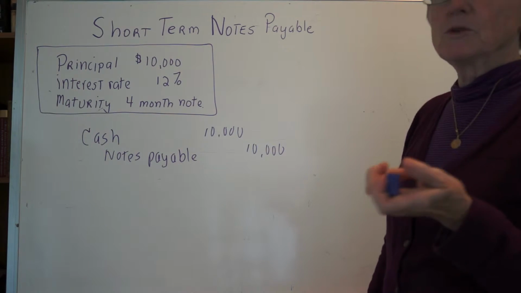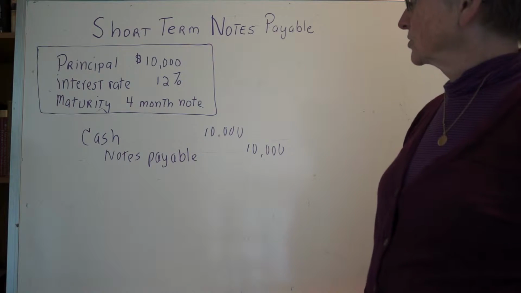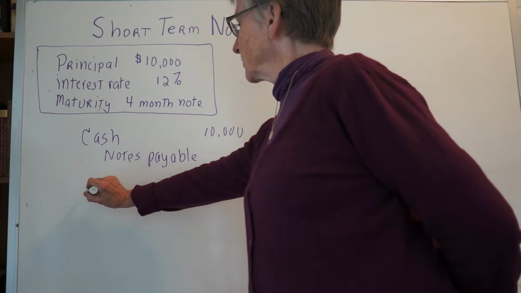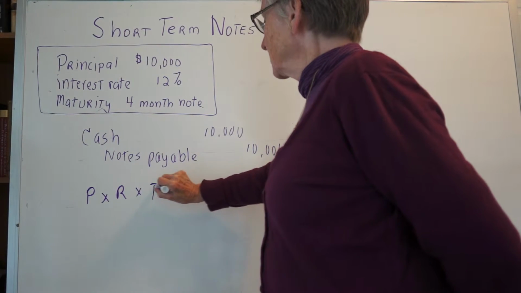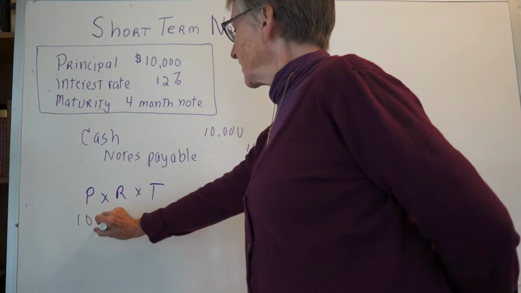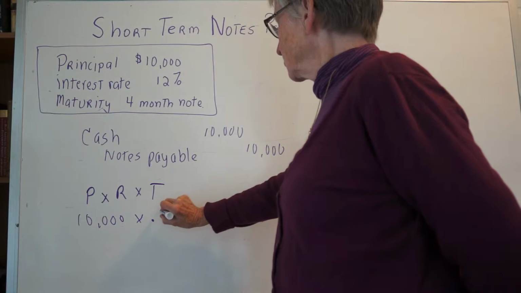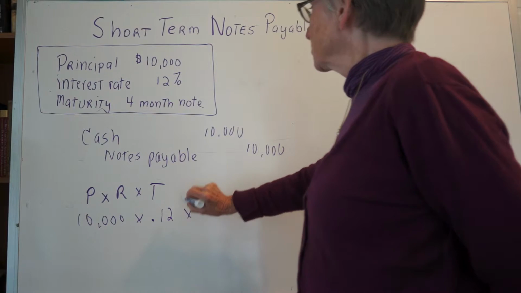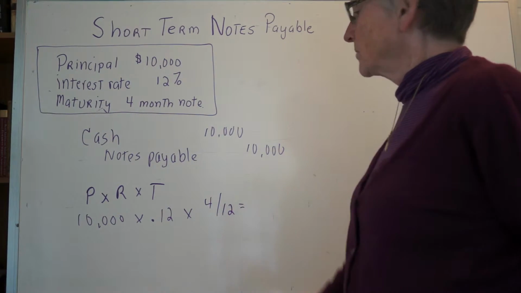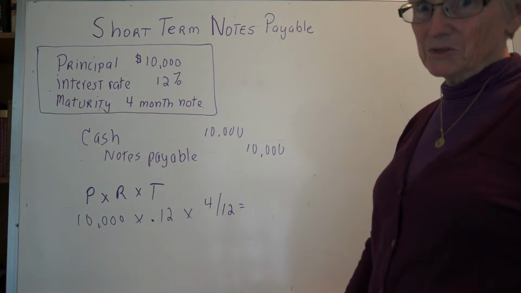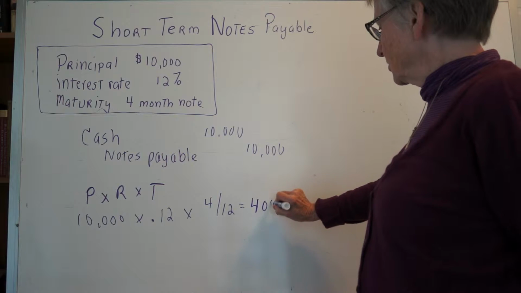The first thing we do when we want to deal with any of our notes payable is compute the total interest on the note. If you remember, that's going to be the principal times the rate times the time, which in this case would be the $10,000 face value times the 12% interest rate, and then times 4/12, because it is a 4-month note. So we're not going to pay a year's interest on it, only the 4 months. So our total interest is $400.